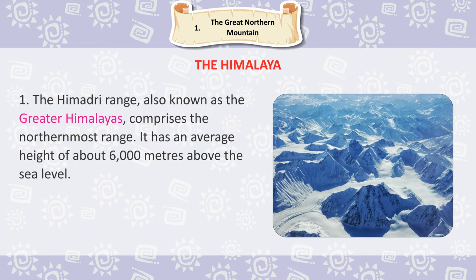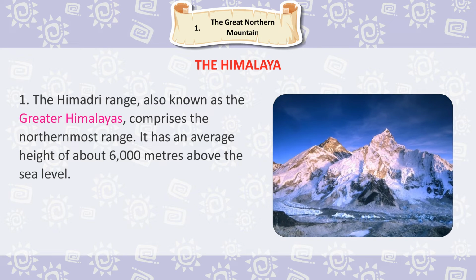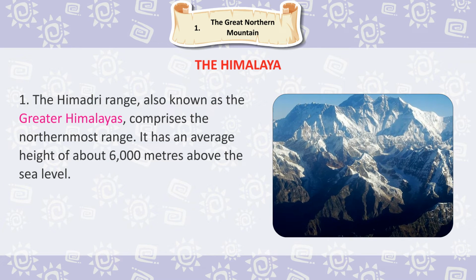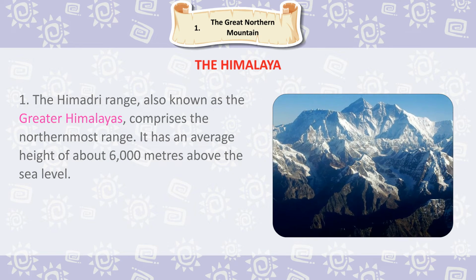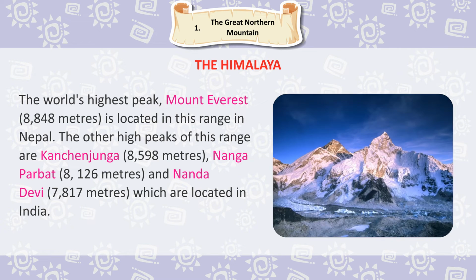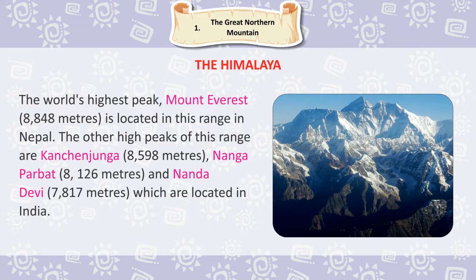1. The Himadri Range, also known as the Greater Himalayas, comprises the northernmost range. It has an average height of about 6,000 meters above the sea level. The world's highest peak, Mount Everest, 8,848 meters, is located in this range in Nepal.